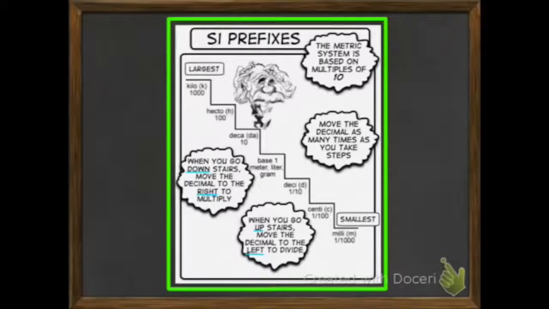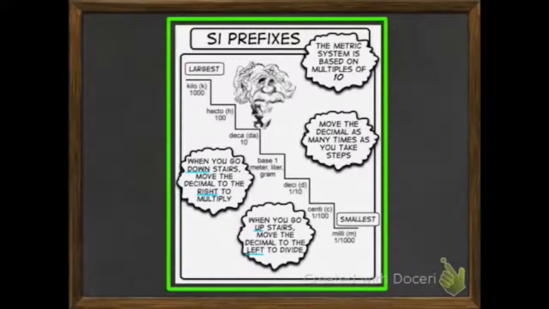Now, what you may not have seen is these little thought bubbles that have different information in them. But what you need to make sure you remember when you're converting metric units is that let's say we're converting from a kilogram to a hectogram. See, kilo is on the top step, the largest of these numbers. If we move down one step, we would be changing that number.